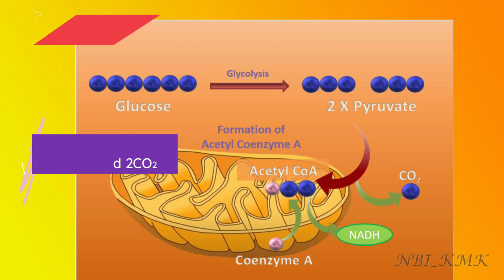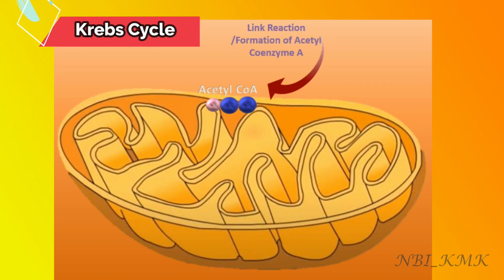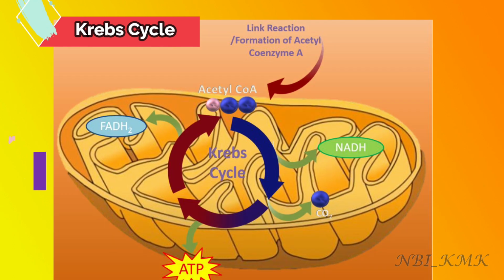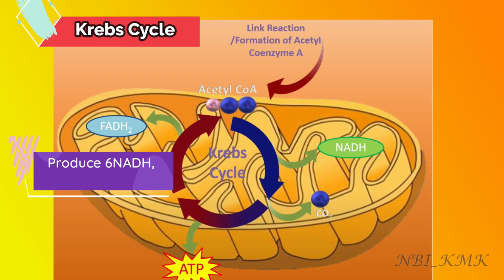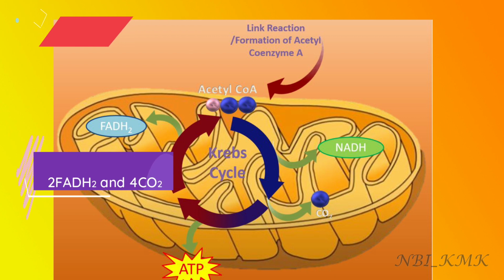The third step of aerobic respiration is the Krebs cycle, also known as the citric acid cycle, which occurs within the matrix of mitochondria. Actually, the Krebs cycle is a sequence of chemical reactions in which molecules are broken down in the presence of oxygen to generate energy. 2 molecules of acetyl-CoA will enter the Krebs cycle for each molecule of glucose, so the cycle turns twice for each glucose molecule.